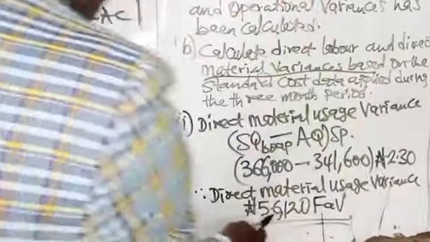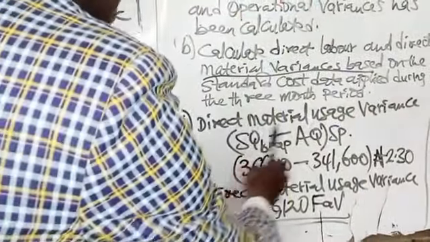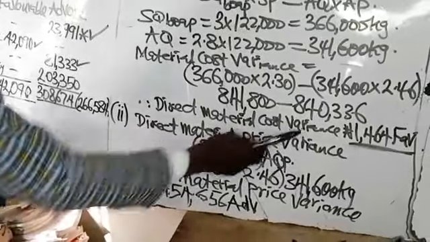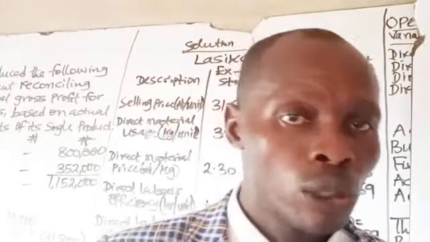If you add the material usage variance and the direct material price variance, the sum of the two will give you the direct material cost variance. This marks the end of the solution to the question.